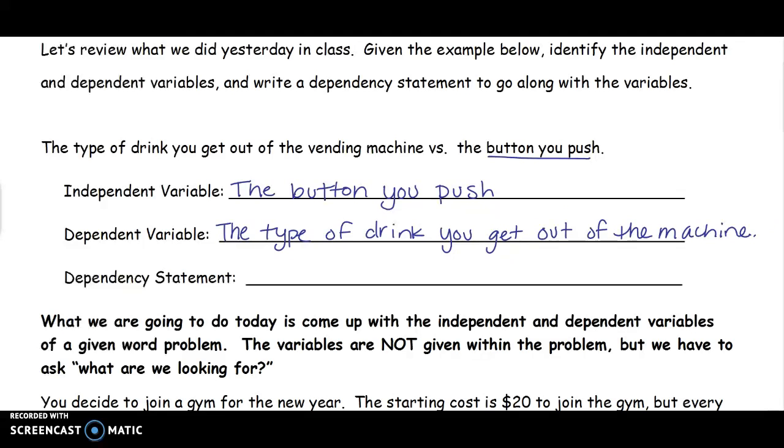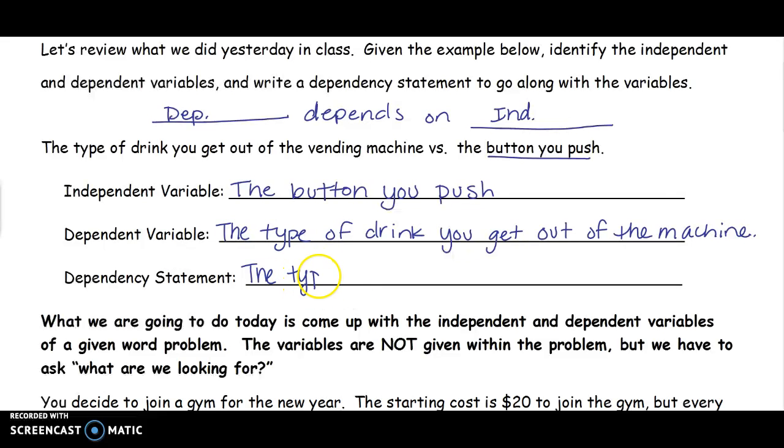So we can write our dependency statement, and if you remember, our dependency statement was a blank depends on blank. This is whatever you wrote in your dependent variable slot, and this is whatever you wrote in your independent variable slot. So we would say the type of drink you get out of the machine, I'm just going to abbreviate and say the type of drink depends on the button you push. The type of drink you get out depends on what button you push. If you hit water, you would expect water to come out of the machine. If you hit orange juice, you would expect orange juice to come out of the machine.